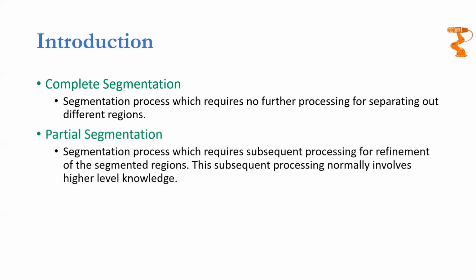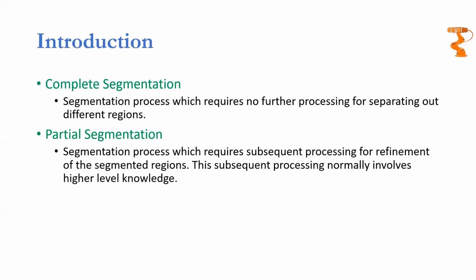Complete segmentations are normally produced by region-based segmentation techniques or global knowledge-based segmentation techniques. Edge-based segmentation techniques can never produce complete segmentation. By complete segmentation, I mean that no further steps are required to segment out the objects. Whereas partial segmentation means that you need to apply some more operations on it to find a completely segmented object.